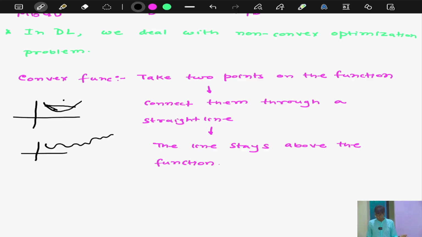Was the function I drew just now not nonlinear? It was a nonlinear function, and it was convex. So then why does nonlinearity mean multiple optima?